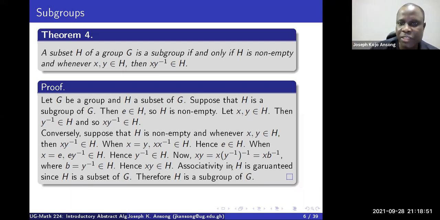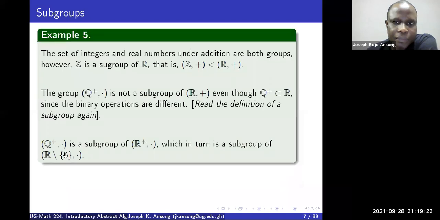Now, associativity, as before, is straightforward. It's guaranteed because H is a subset of G. And since associativity holds for all the elements in G, it must hold for the elements in H as well. So we have proved that H is indeed a subgroup of G. Basically, that is what we have shown. Good. Let's look at some examples. These are, if you like, trivial examples.